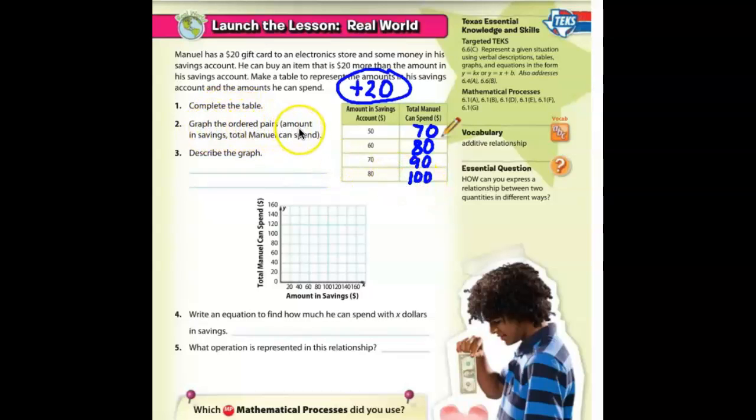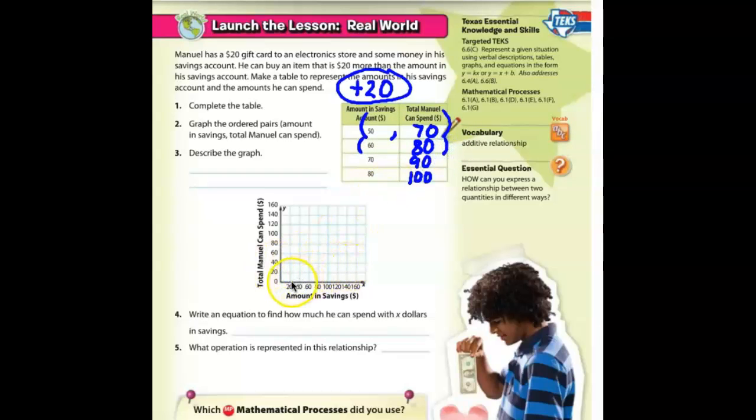Now we're going to graph the ordered pairs down here. So the amount in his savings account and the amount that he could total spend. The amount in his savings account is going to be the independent variable, because depending on how much he has in his savings account, he can spend more money by $20. So that's going to change the amount that he can spend. So the x-axis is going to be the amount in his savings account. Now, if I make my little parentheses here, the x value is 50. The total amount he can spend is 70. And these are going to be the ordered pairs.